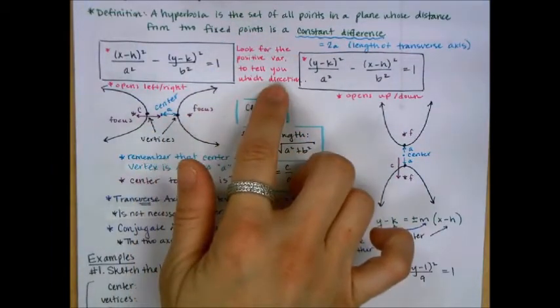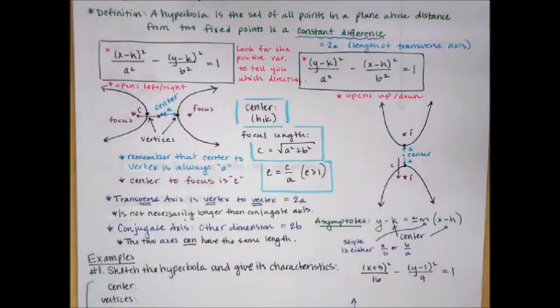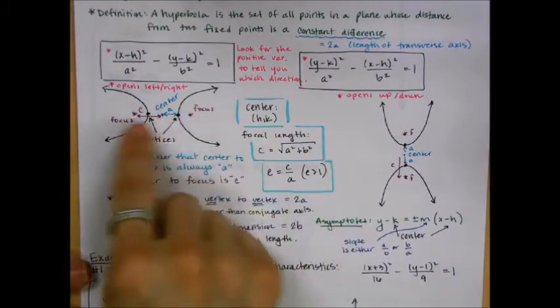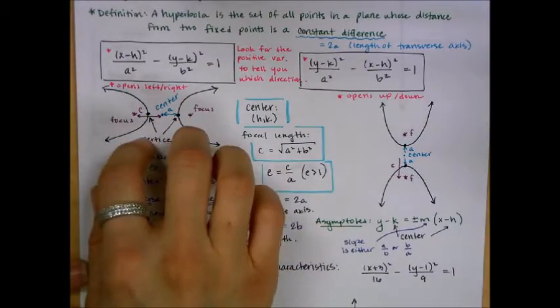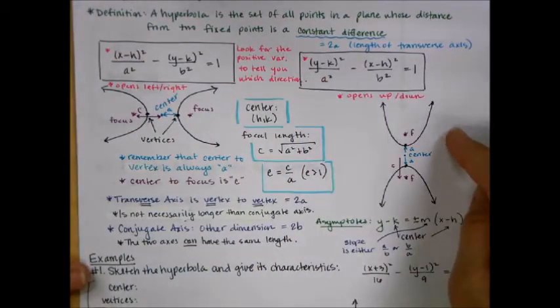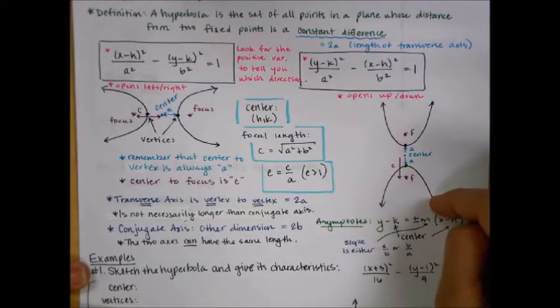So depending on which one is positive, that's the one you're looking for here. Which one is positive tells you which direction it opens. So because I have a positive x squared, my hyperbola opens right and left with the x-axis. Over here, when there's a positive y squared, my hyperbola opens up and down just like the y-axis does.